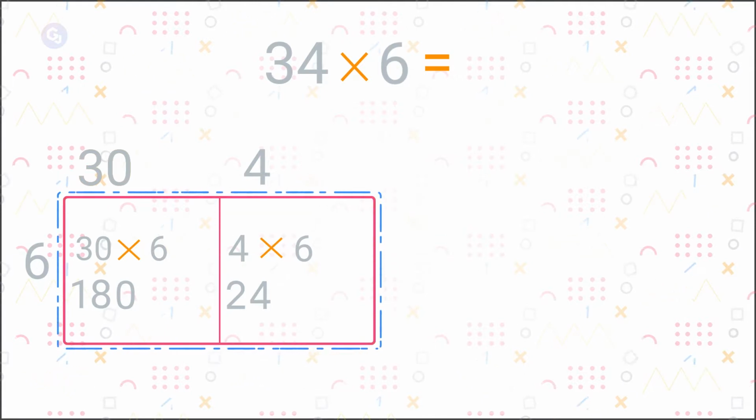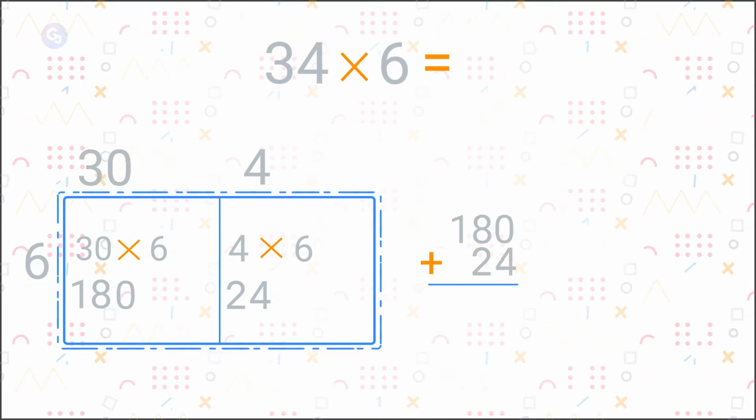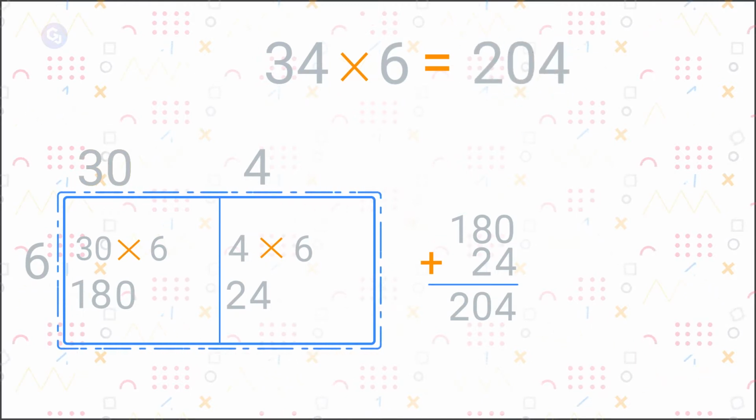Now that I've finished multiplying both parts of my area model, what do I need to do to find my answer? Well, now that you have your pieces, you need to add them together. So we will add 180 plus 24. What does 180 plus 24 equal? Well, we can do 0 plus 4 equals 4, 8 plus 2 equals 10, which we can write by regrouping the 1 and holding the 0 down below, and then 1 plus 1 equals 2. So 34 times 6 equals 204.